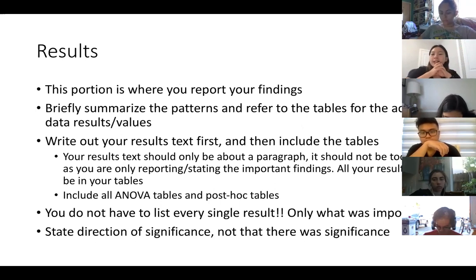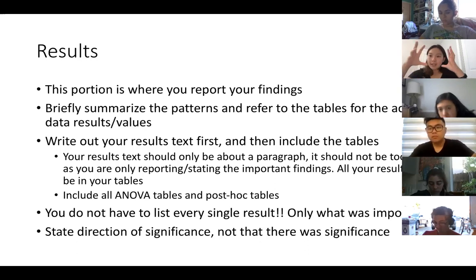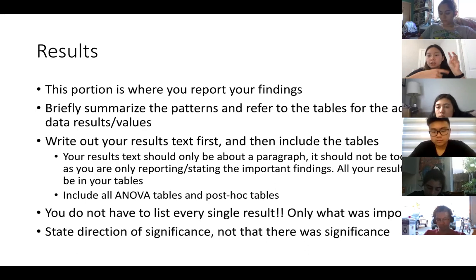So your results text, where you pretty much talk about what the data was, should really only be about a paragraph or 2. It really shouldn't be too long because you're only reporting / stating all the important findings and the major patterns. But all your results will be in your table. So you don't have to type out every single mean, every single standard deviation or p-value. Just talk about the more important findings because that's what the tables are for. But you are going to include all the ANOVA tables that you guys did and all the post hoc tables.